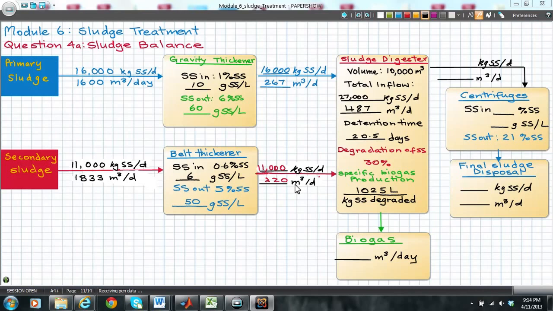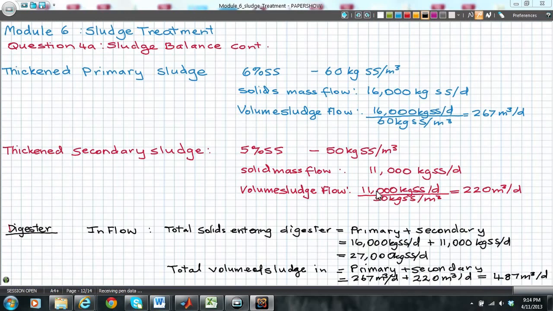We're then told that 30% of the suspended solids entering are degraded, and we're also told about the biogas production being 1,025 litres per kilogram of the suspended solids that are degraded. So that's the next thing that we're going to calculate.